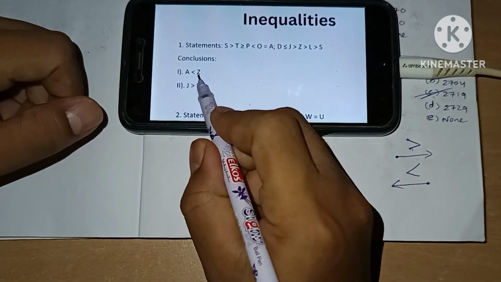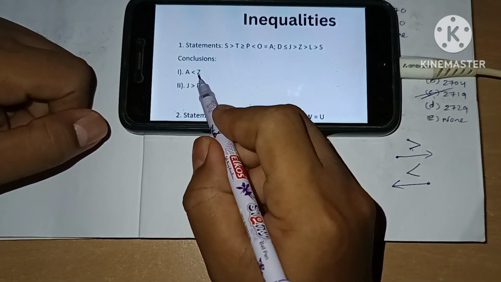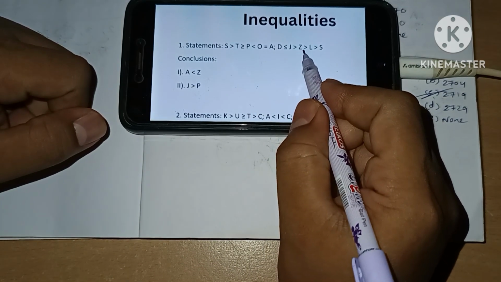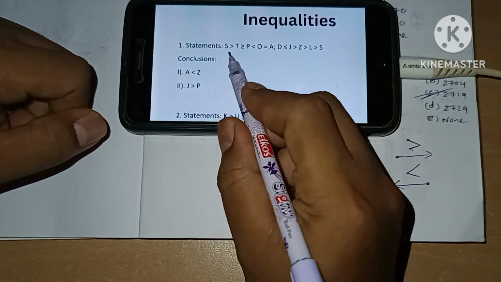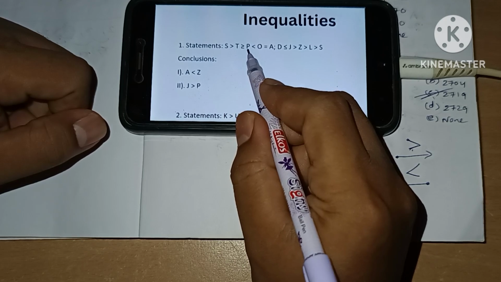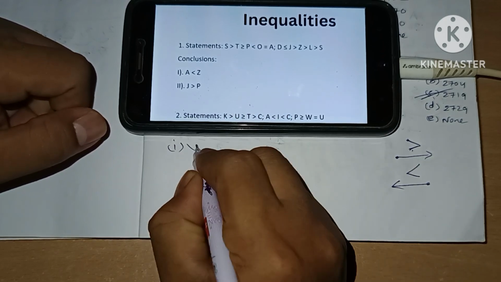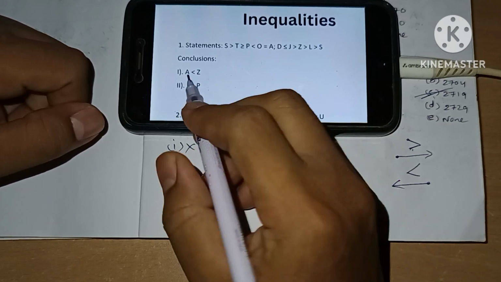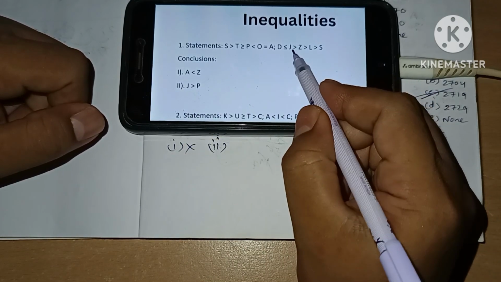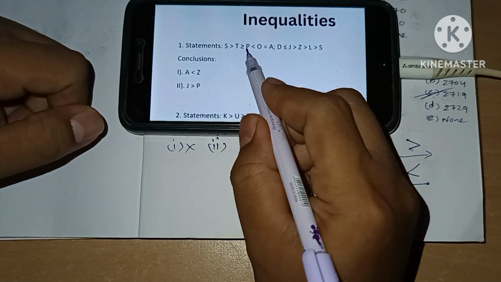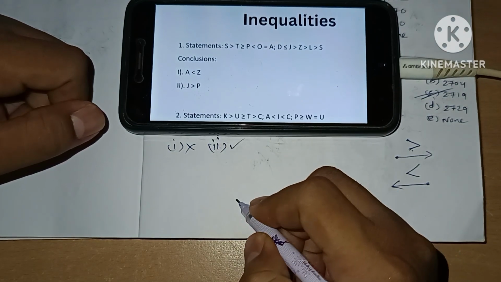First question, first conclusion. The flow from Z to A. From Z we can reach to L and S. From S we can reach up to P but not to A. So the first conclusion will be false. Second conclusion, the flow from J to P. From J we can reach to S. From S we can reach to P. So the second conclusion is true.